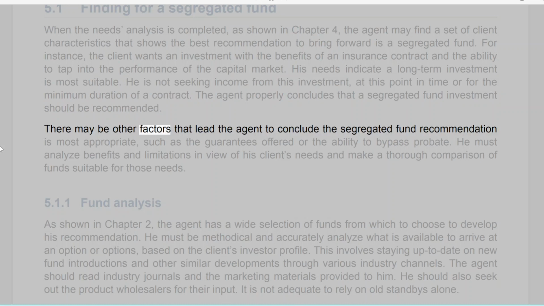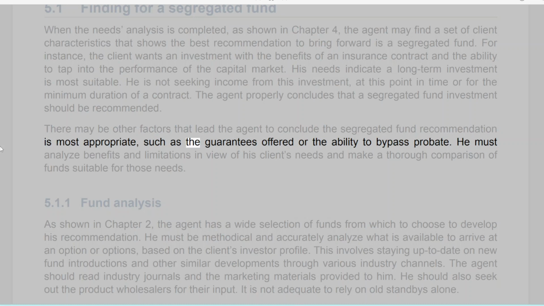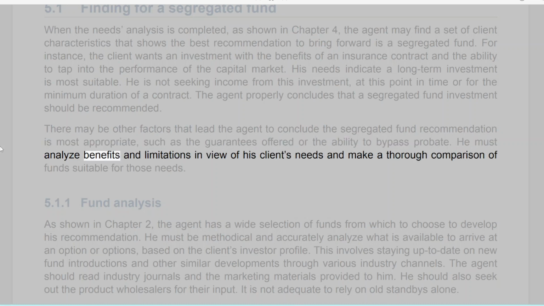There may be other factors that lead the agent to conclude the segregated fund recommendation is most appropriate, such as the guarantees offered or the ability to bypass probate. He must analyze benefits and limitations in view of his client's needs and make a thorough comparison of funds suitable for those needs.